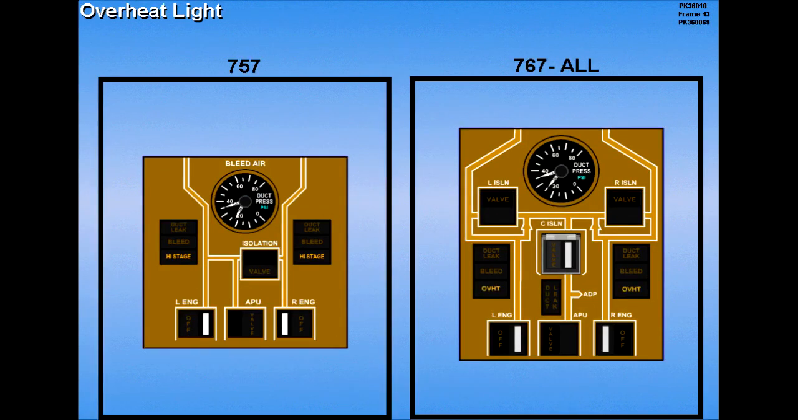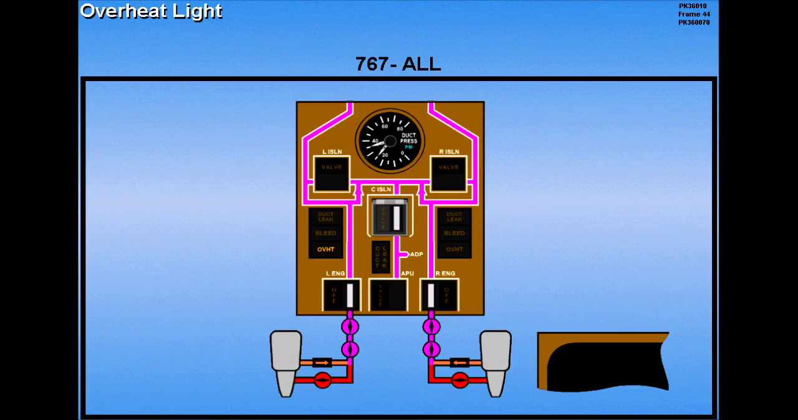Overheat lights have replaced the 757 high stage lights. An overheat light will illuminate, accompanied by the associated ICAS message, if a bleed air overheat occurs.